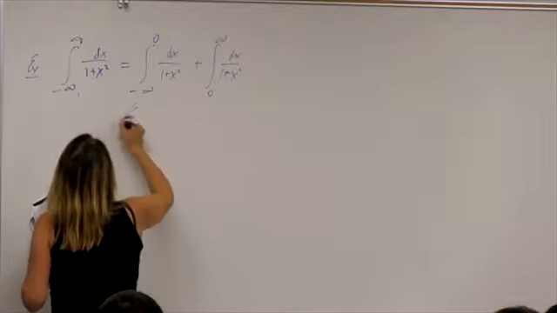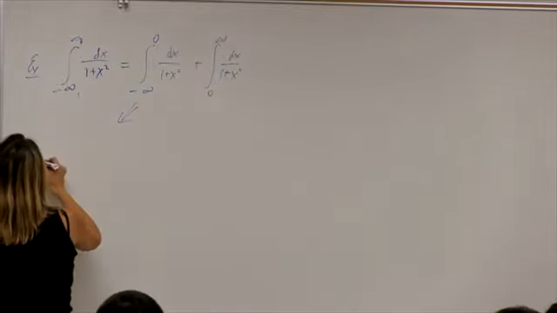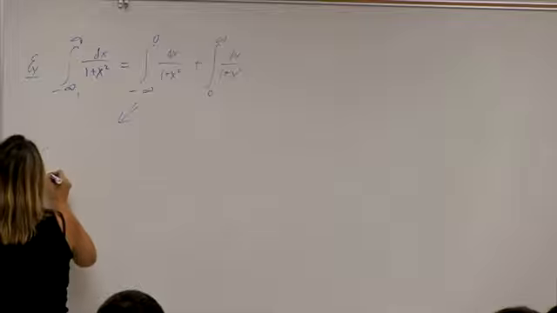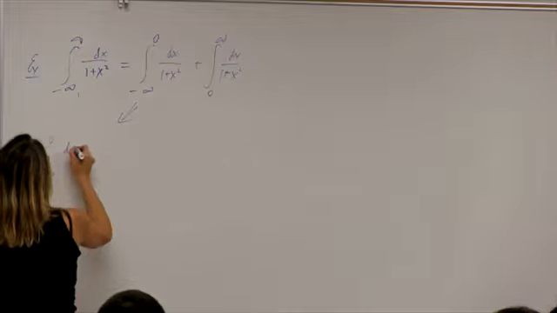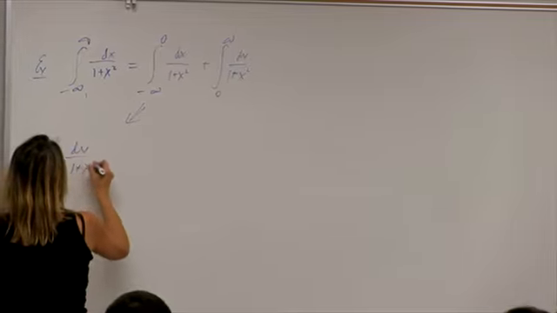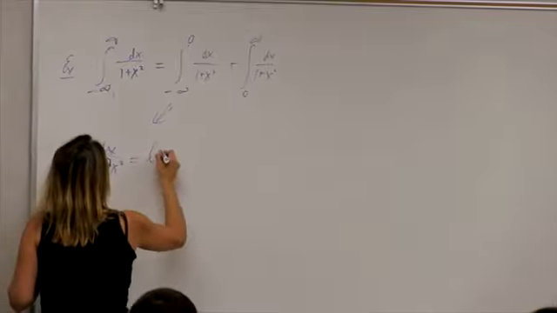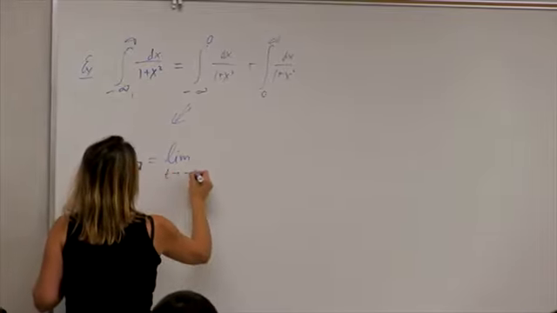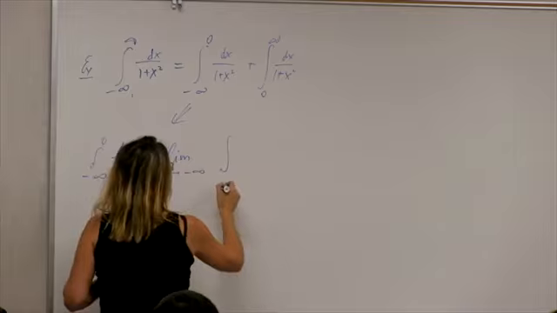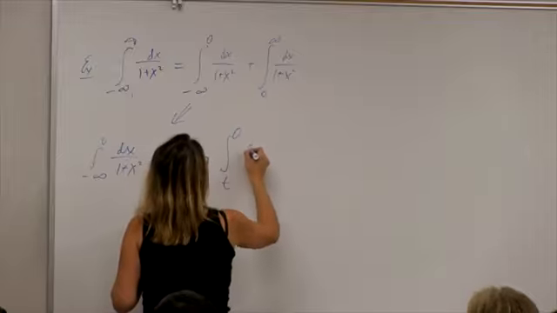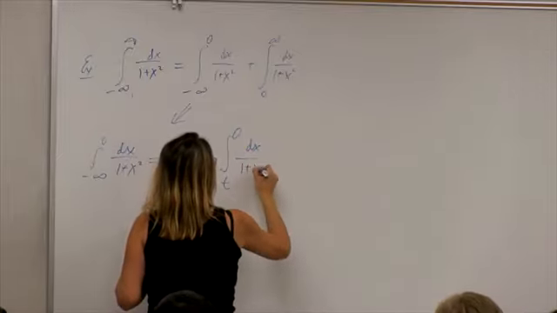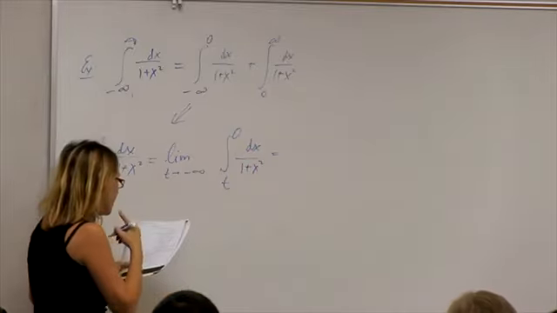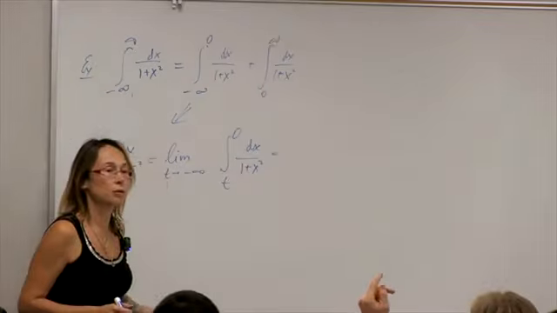Okay, so let's do this one. This is from minus infinity to 0, the limit as t goes to minus infinity of an integral from t to 0 of dx over 1 plus x squared. And of course, this is a standard integral. Question?